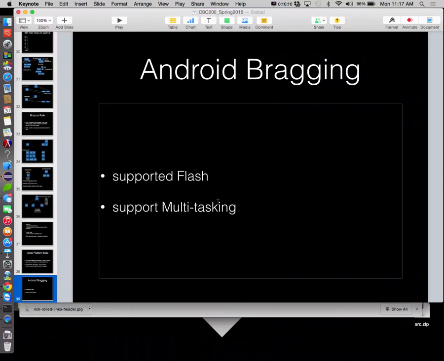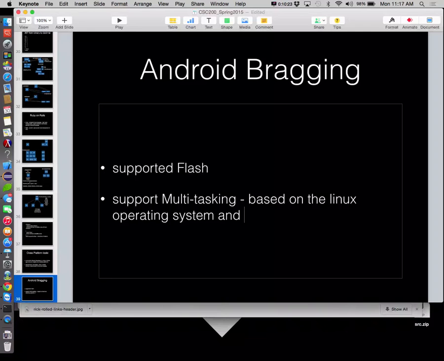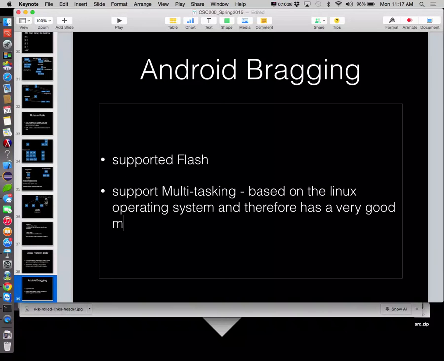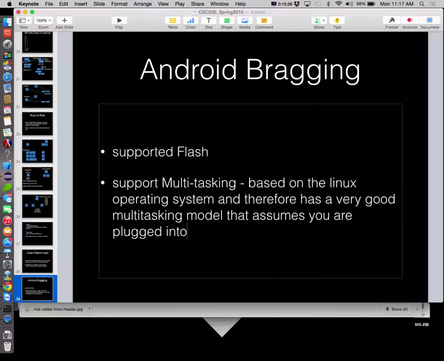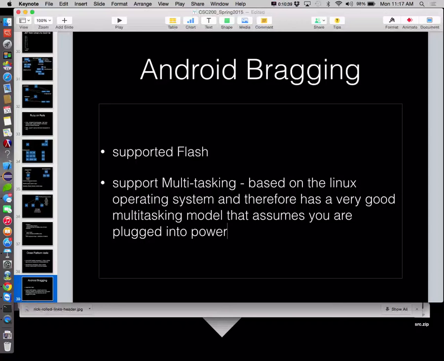Android did support multitasking, and a lot of people said, oh, that's a good thing. Well, Android is based on the Linux operating system, and therefore has a very good multitasking model that assumes you are plugged into power. So once again, they're leveraging an existing technology that is perfectly acceptable if you're plugged into the wall or you have a gigantic battery. Okay, well, to a lesser extent, a gigantic battery, for multitasking that smartphone.